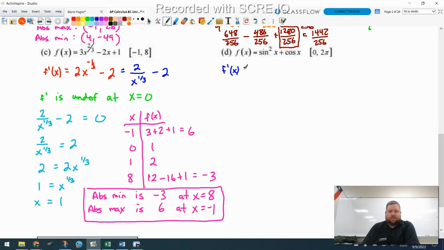F prime of x is equal to 2 sine x cosine x. We're doing the chain rule there. So 2, keep the inside part the same, subtract 1 from the exponent, you get 1, and then you multiply by the derivative of the inside, which is cosine. All right, and then the derivative of cosine is negative sine, so minus sine x. All right, we're going to set this equal to 0.